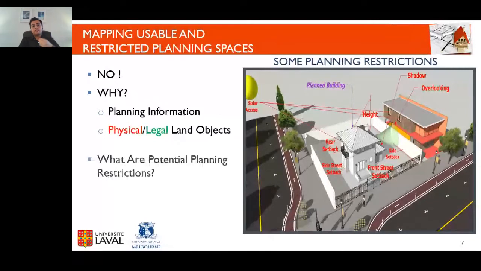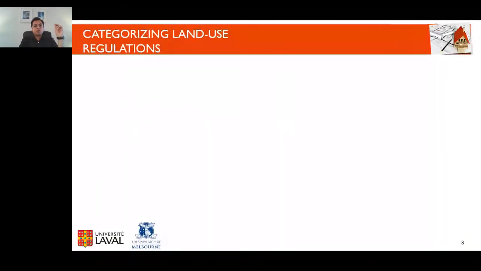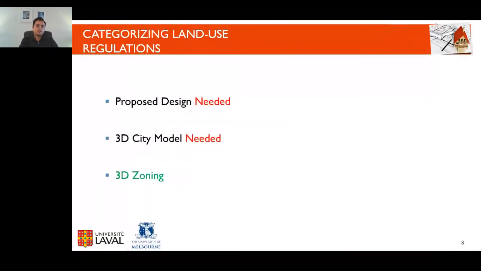So as the first step, we need to review planning restrictions and identify the potential ones that can be added to 3D zoning and be integrated with 3D cadastre. To be more precise in our presentation and to have some concrete examples, from now on, we will focus on planning restrictions subject to planning approval in the state of Victoria, Australia. To identify potential planning restrictions, we proposed 3 groups of planning restrictions.